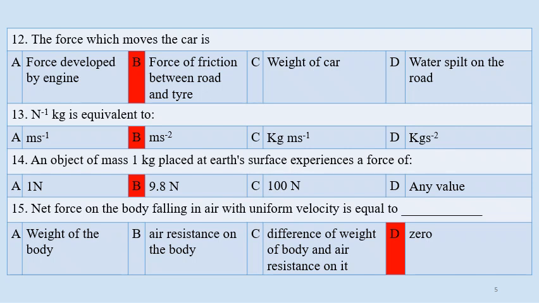The net force on a body falling in air with uniform velocity is equal to 0, because uniform velocity means no acceleration. So the net force will be 0. As per Newton's first law, weight is exactly balanced by air resistance. Why are the others wrong? Options A and B are individual forces: weight of the body and air resistance on the body are individual forces, not the net force. Option C, difference of weight of body and air resistance on it, the difference is 0 in this case. So the correct answer is 0.